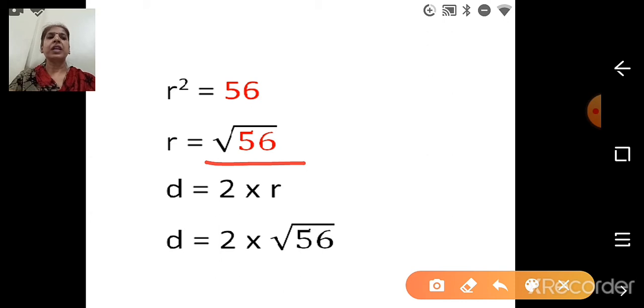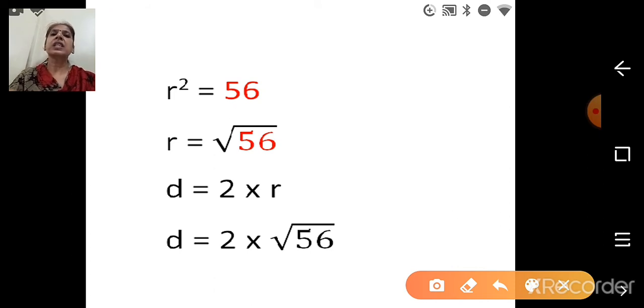Now is 56 a square of any number? No. If it is not a square, you will not get the square root. And if you are not getting the square root, what will we do? We will just put the square root sign and write root of 56, because 56 is not a perfect square. If it had been any other number like 64, then you would have got the answer 8. But it is 56, which is not a square.